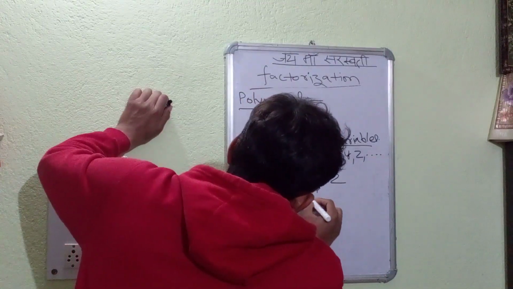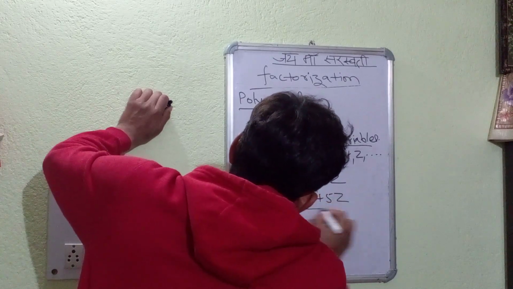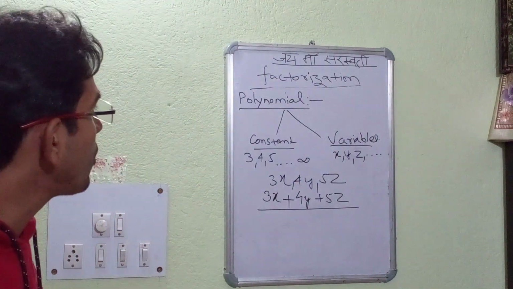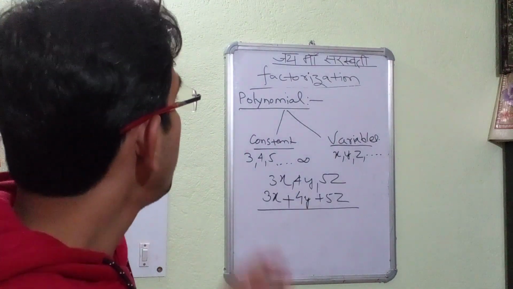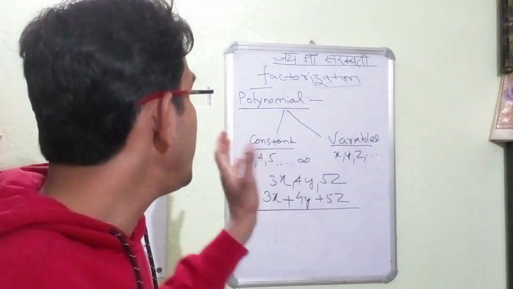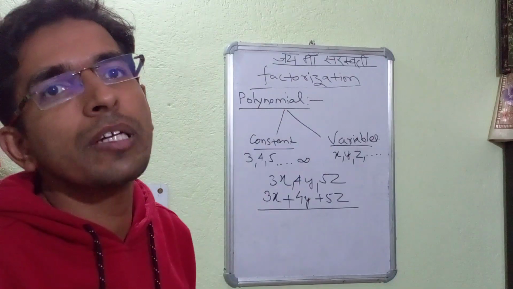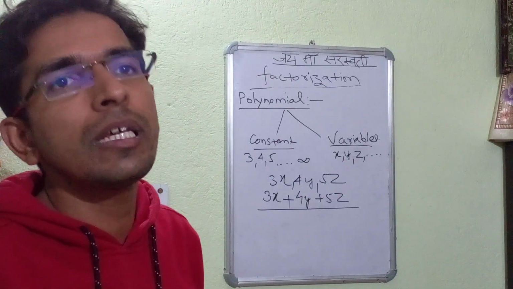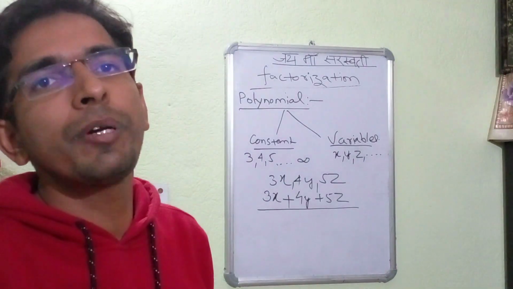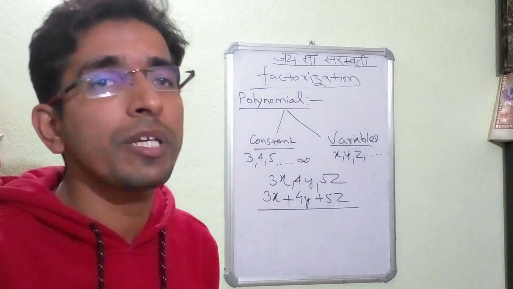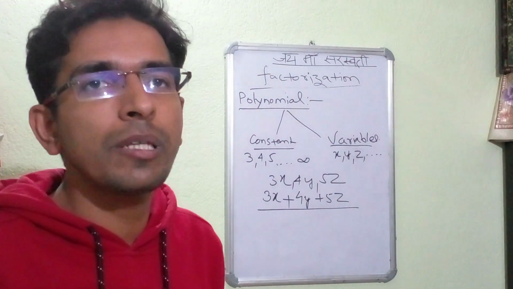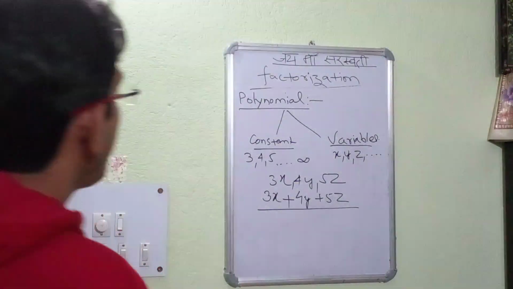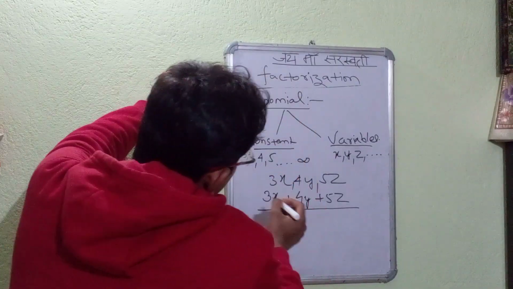3x plus 4y plus 5z. This is also a polynomial. This is also a type of polynomial. So we can define a polynomial as a mixture of constant and variable in which there is a particular relationship between the constant and variable, and this relationship is established as a result of mathematical operations between the constant and variable. These mathematical operations may be subtraction, addition, multiplication. Any of the mathematical operations can be used. So we have defined a polynomial in the 1 degree.